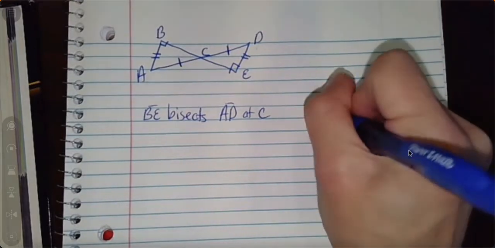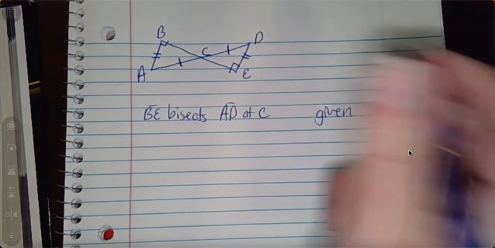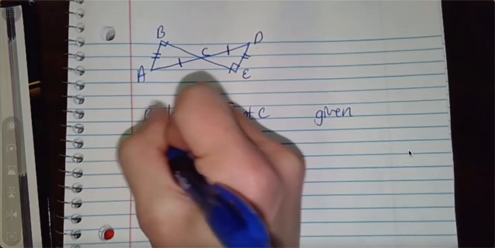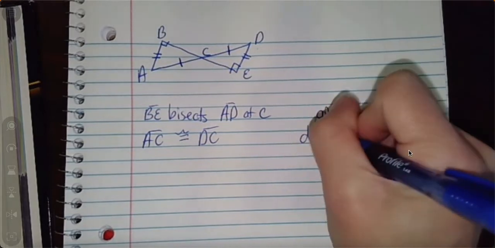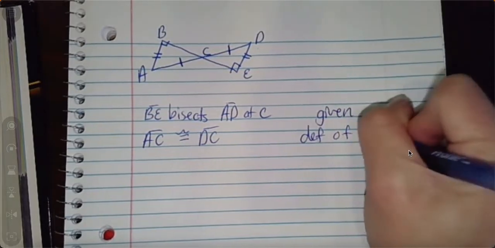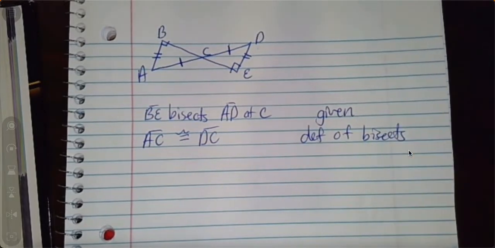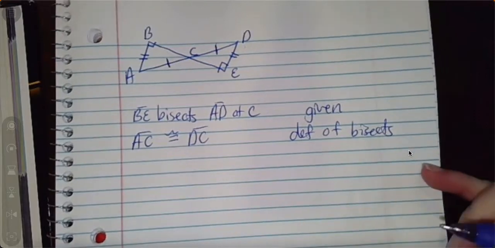So I'm going to write that was given to me. AC is congruent to DC because of the definition of bisects. Any questions on that part? That one wasn't given. I had to know that.